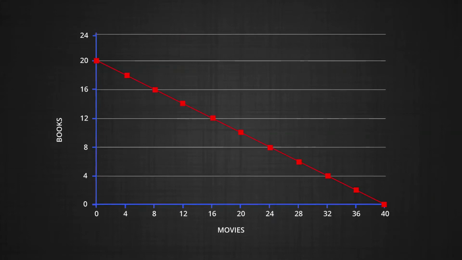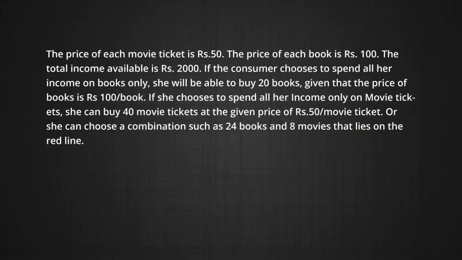In this case, the two goods we are considering are movie tickets, which we show on the x-axis, and books, which we show on the y-axis. The price of each movie ticket is ₹50, as we said before, and the price of each book is ₹100, and the total income available is ₹2,000.